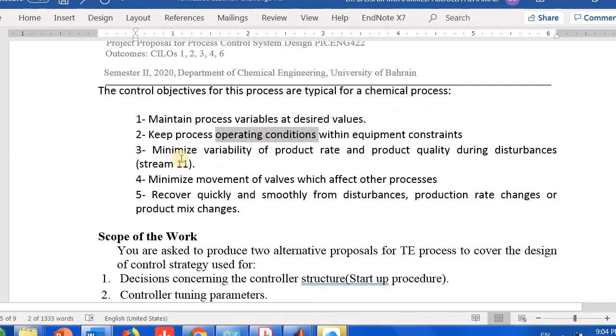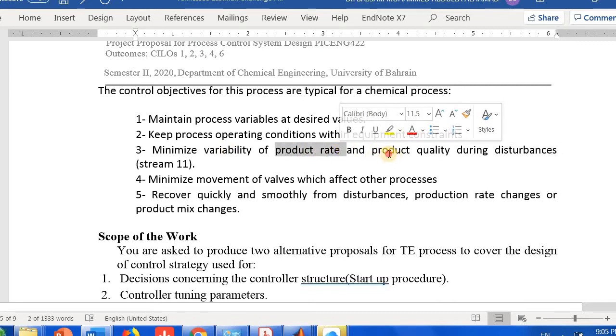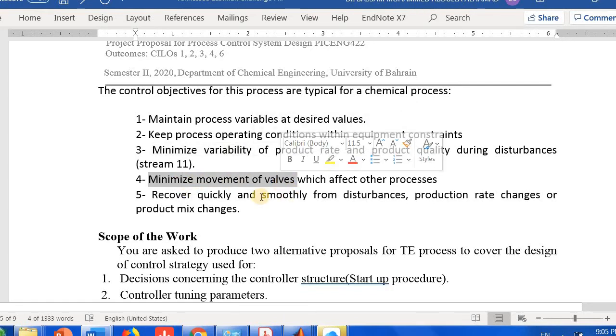Okay, we want to minimize the variability of product rate and product quality, so we are going to introduce the expected disturbances, and when we introduce that, we want to see how the product rate or the product quality changes. Does it change a lot, or are we able to minimize that variability? And we also want to minimize the movement of the valves.